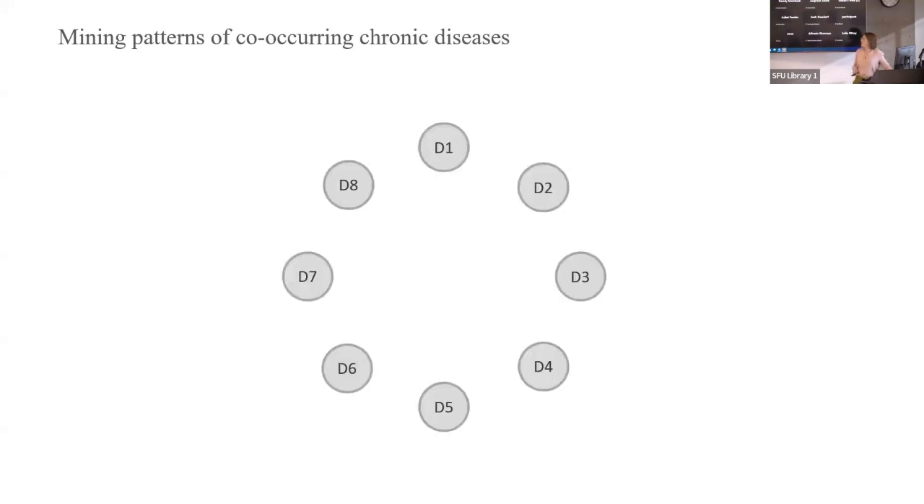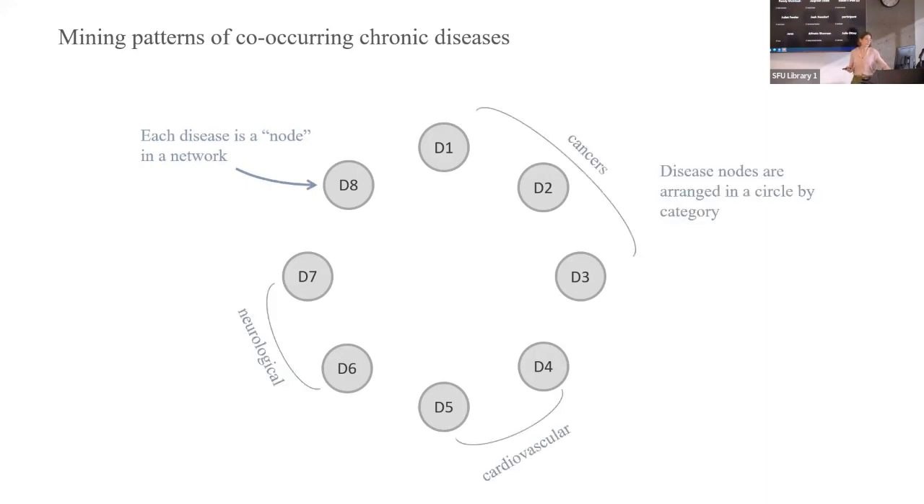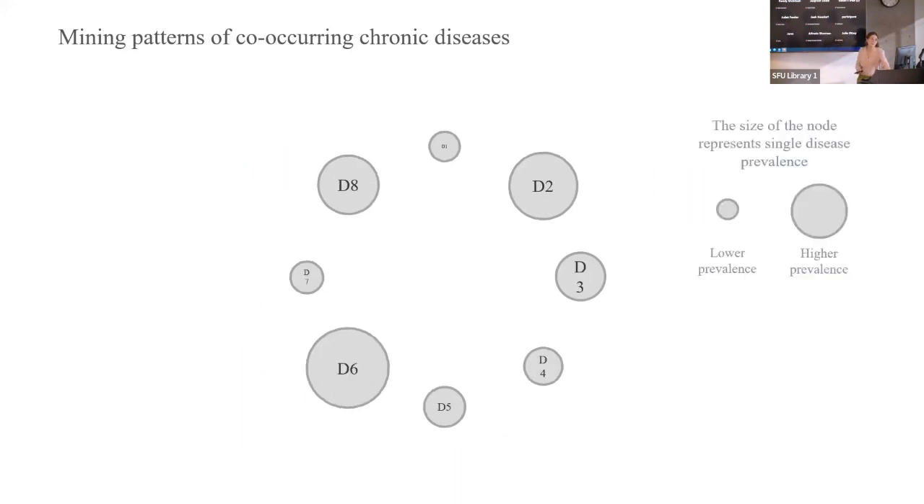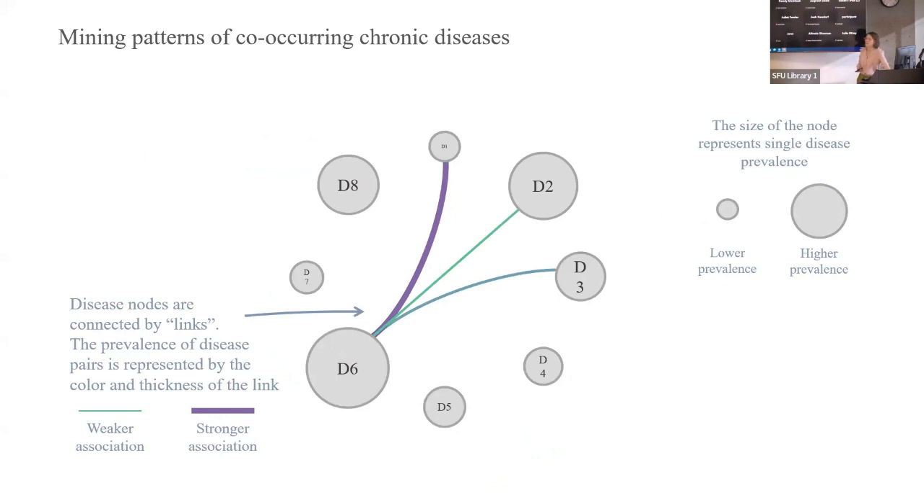So in our disease networks, each disease is conceptualized as a node in the network. Just to orient you to the plots I'm about to show you, we arrange our diseases based on broad disease categories. The size of the nodes represents the prevalence of single diseases. Smaller means that single disease has a lower prevalence in the population, and larger means it's higher. And these diseases are connected by links. In the plots I'm going to show you, these links represent the prevalence of the diseases co-occurring in combination. So thinner and lighter lines represent less prevalent disease combinations, and thicker and darker lines represent more prevalent combinations.